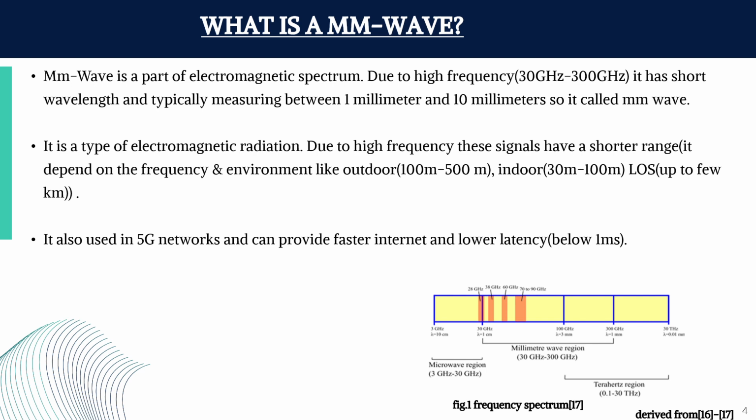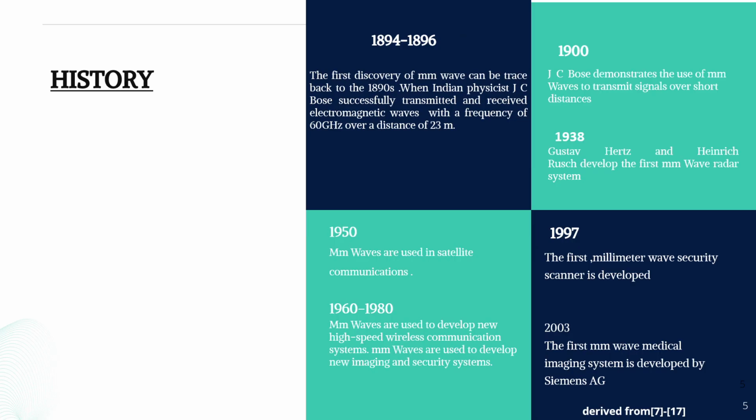And this is the frequency spectrum. The millimeter wave region is situated in between the microwave region and the terahertz region. The microwave ranges from 3 to 30 gigahertz, and terahertz ranges from 0.1 to 30 terahertz. And millimeter wave is between the microwave and terahertz region. Next is moving to the history.